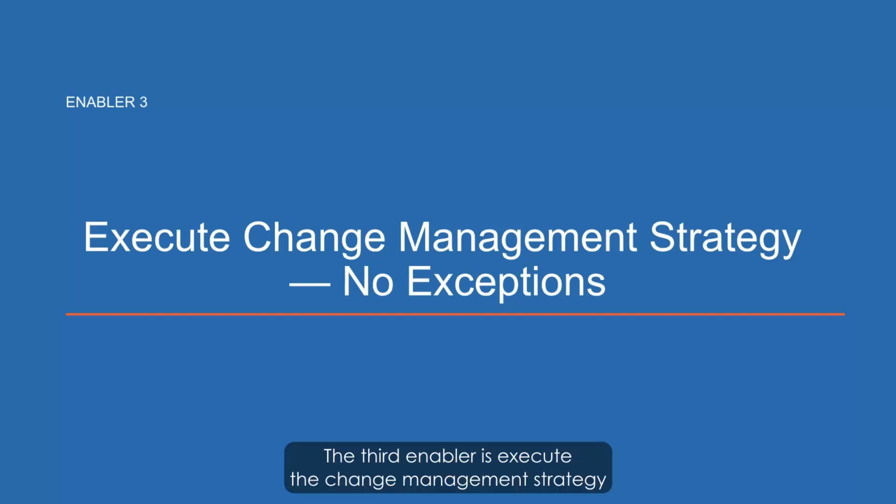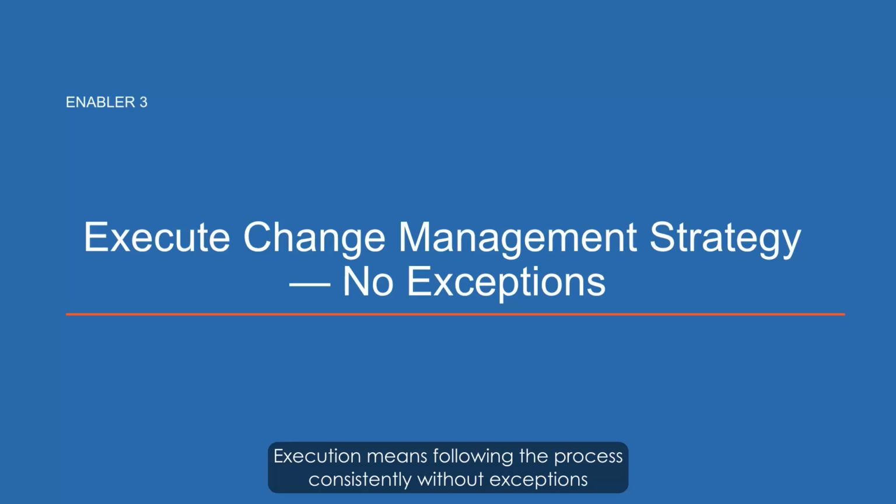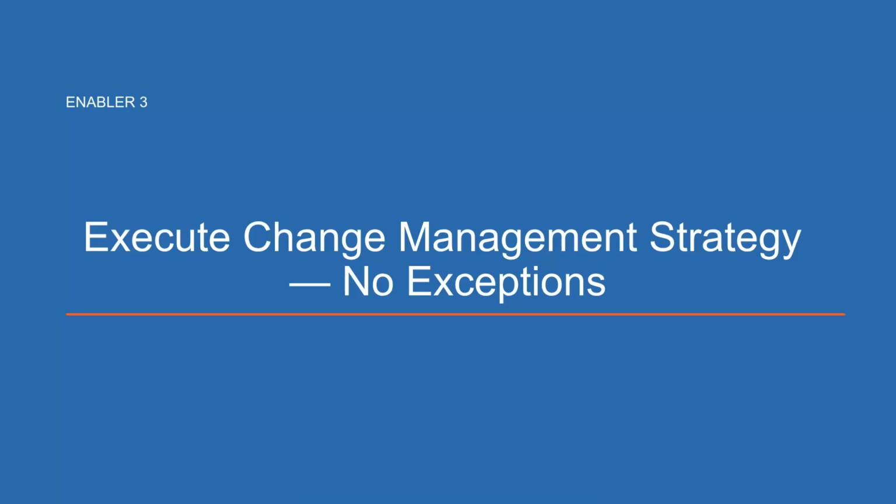The third enabler is execute the change management strategy according to the methodology. This is where the trap lives. Execution means following the process consistently without exceptions for urgency, relationship, apparent obviousness, or sponsor instruction.